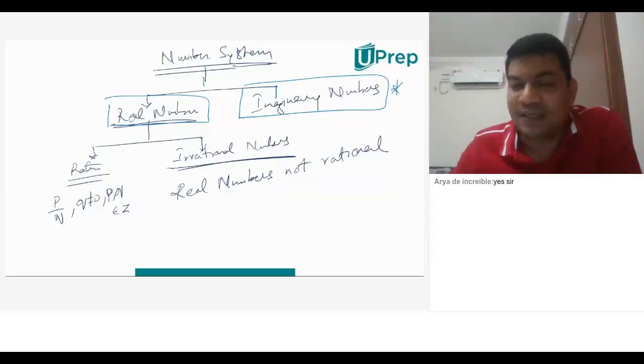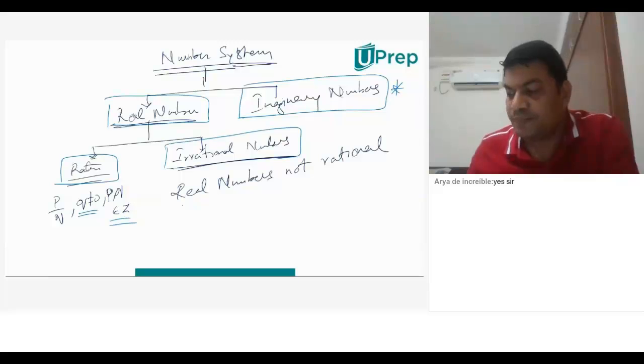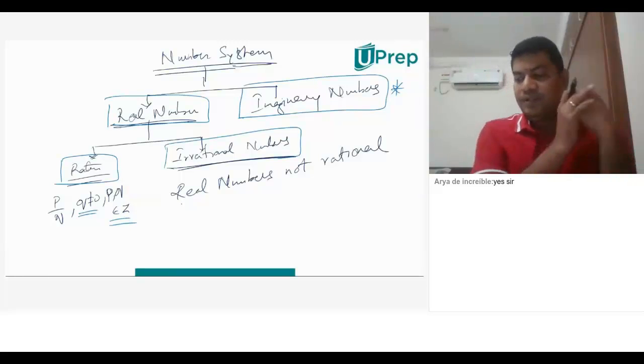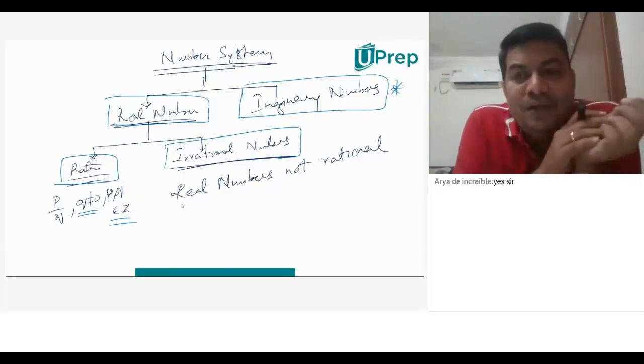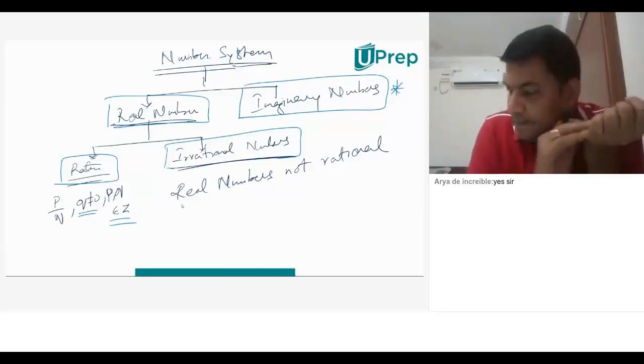This is not part of our syllabus at this point in your career, but we looked at rational numbers and we said a rational number is of the form P by Q, where Q is not equal to 0, and P by Q belongs to a set. Then we also understood irrational numbers: real numbers that are not rational are known as irrational numbers. That's where we stopped in our last class.